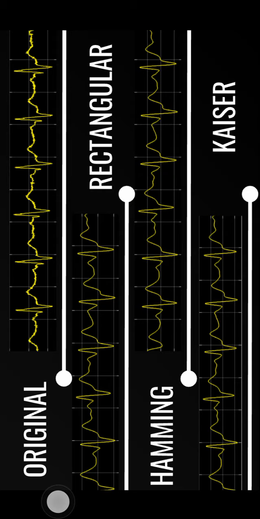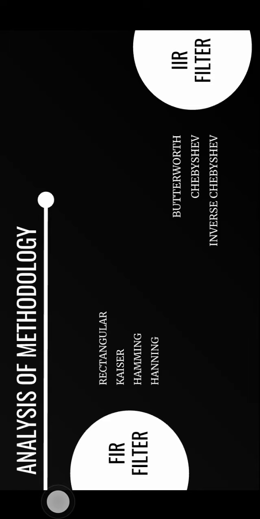The original signal, as you can see, has a lot of noise, and it is very much distorted. Then in the rectangular signal you can see more distortion. In Hamming you can see more variation. In Kaiser you can see less variation.